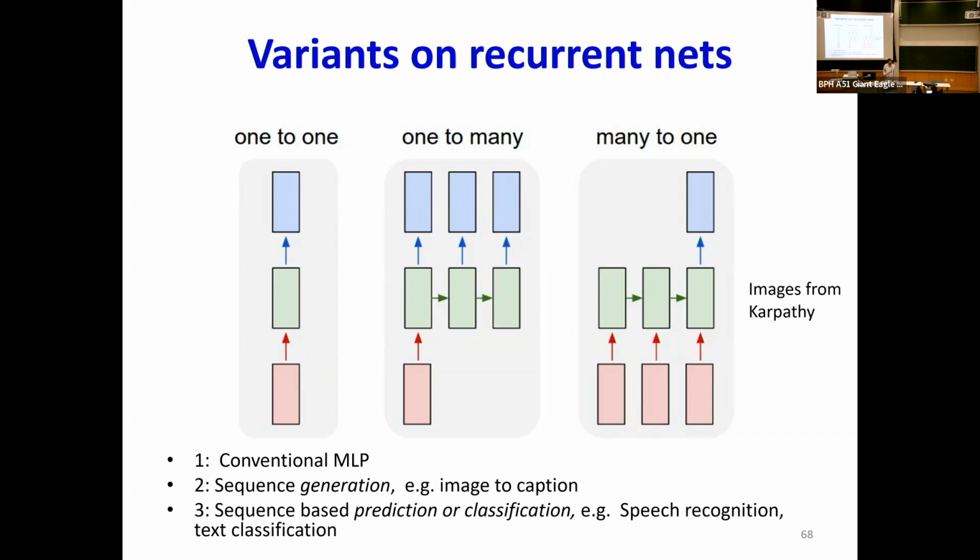Or here's another one. You look at an entire sequence of inputs and then produce a single output. This could be sentiment analysis. You have to read the entire text and determine the sentiment. Or speech recognition. When you're doing isolated word recognition, you have to look at the entire input and then decide what the word or sound was.